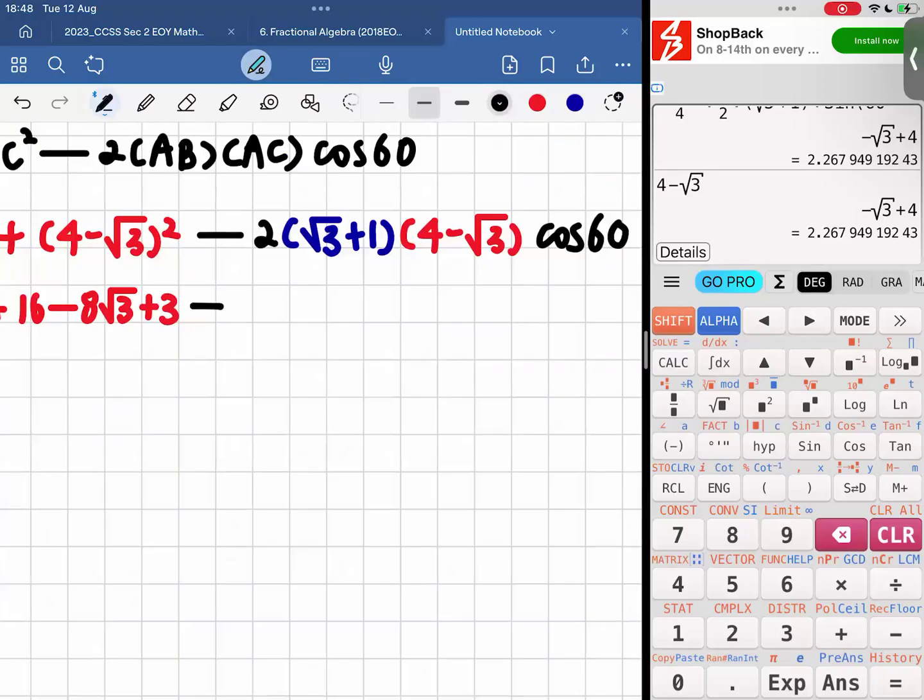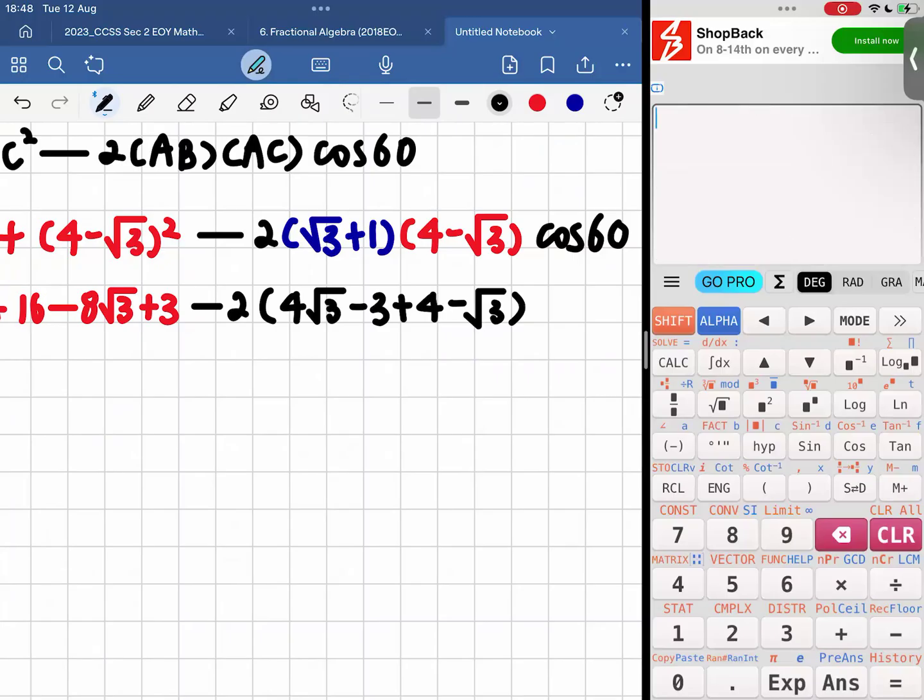Okay, I was thinking maybe I do the blue and red first. So rainbow, okay? 4 root 3 minus 3 plus 4 minus root 3. Okay, cosine 60. Let's see, calculator again. Cosine 60, okay, nice number. So I'm just going to multiply by half. Wow, luckily I never multiplied just now. See, I can get rid of it. Oh my God, genius. So I cancel, cancel.